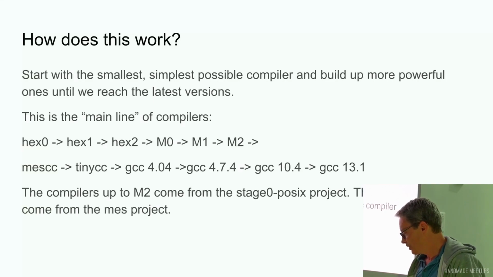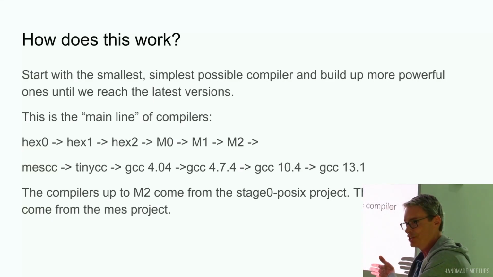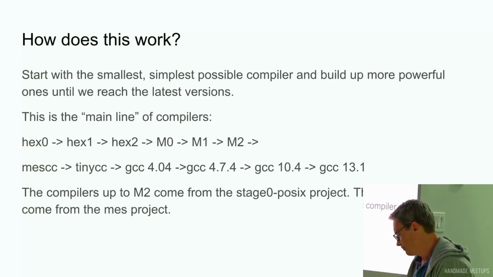And then M2 is a primitive subset of C, and that would build this MES-CC. M2 actually builds a Scheme interpreter, which then runs this MES C compiler, which is then used to build TinyCC, and then starts up the GCC chain, starting with 4.0.4, and then progressively building up to GCC 13.1.